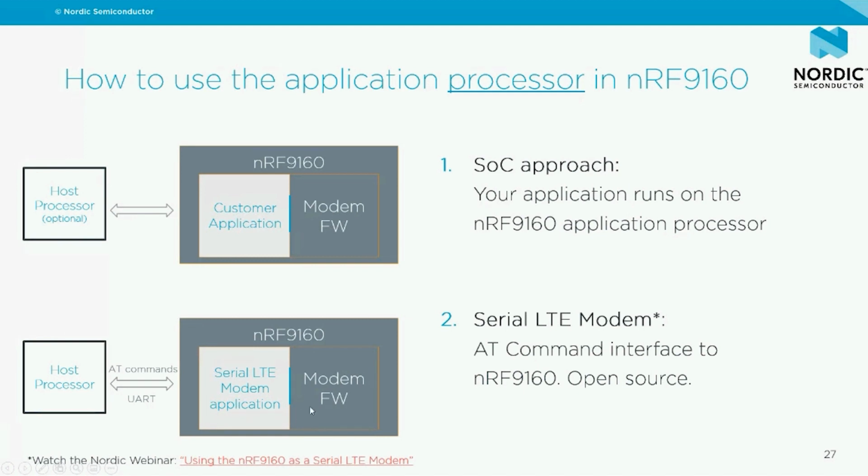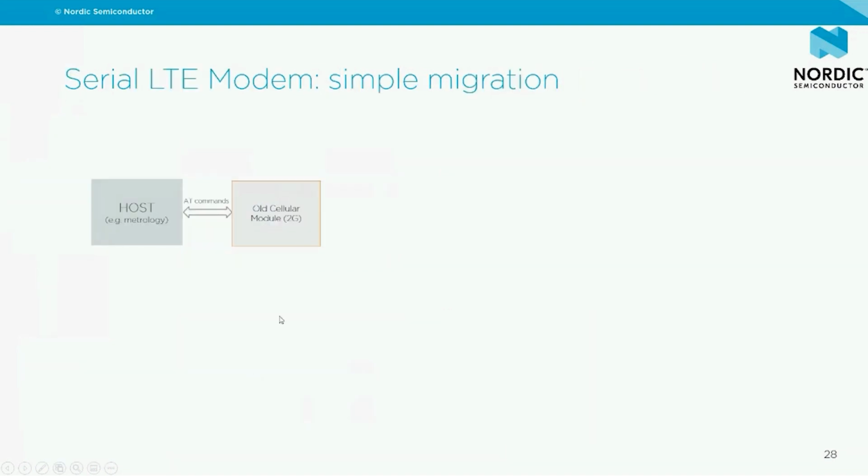So turning the 9160 into a modem, we basically then have a serial LTE modem application running inside the application core so that you can use AT commands, traditional AT commands from the host and communicate to the 9160. But all of this is also open source. So we provide this as an application, but we can also provide all the source code through our SDK so you can do any changes to that as you want. So this can be a way to start with the 9160 if you want to have very simple migration.